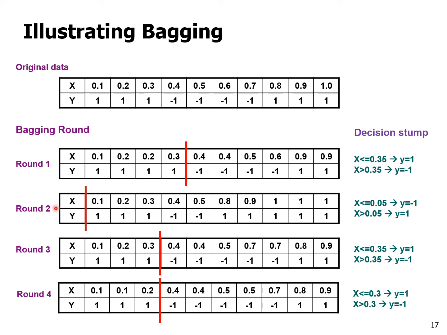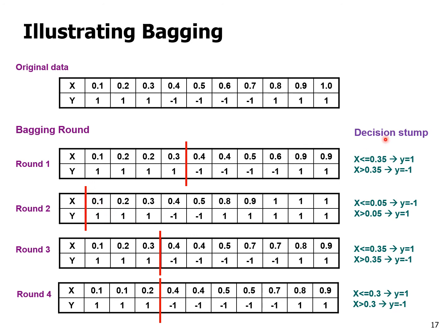Let's move on. We have a second round sample here, and if you build a decision stump, it will be like this. You draw a line here, and it says if the x value is less than 0.05, then the y value is -1. And if x is over 0.05, then the y value is 1. So that's what this decision stump says.